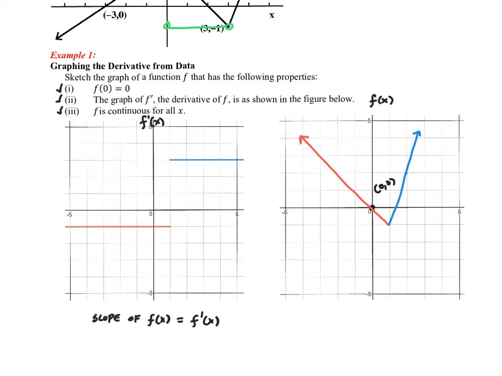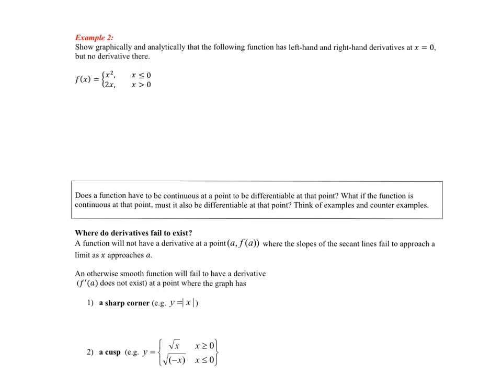Okay, let's continue. Example 2 here is saying to show graphically as well as analytically that the following function has left-hand and right-hand derivatives at x equals 0, but no derivative at 0. So I'm going to graph f of x. F of x is going to be x squared when x is less than or equal to 0, and 2x when x is greater than 0.